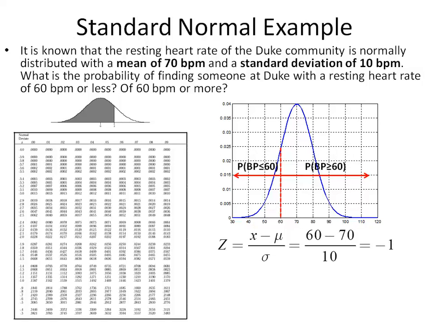So we're going to calculate our Z statistic, and we're particularly interested in 60. So our X value here is 60. Our mean is known as 70 beats per minute, so 60 minus 70 over our standard deviation, which is 10. And when we run that calculation, we get a Z value of -1. And so what do we do with this Z value? How do we find a probability from that?